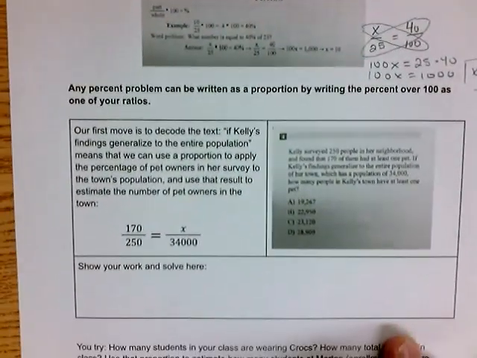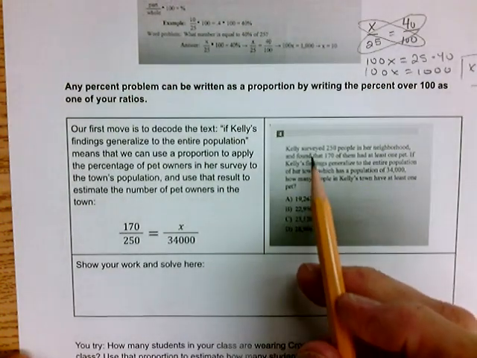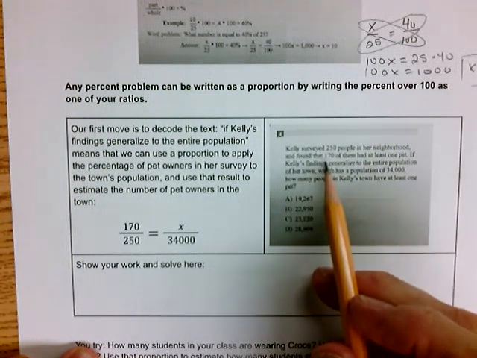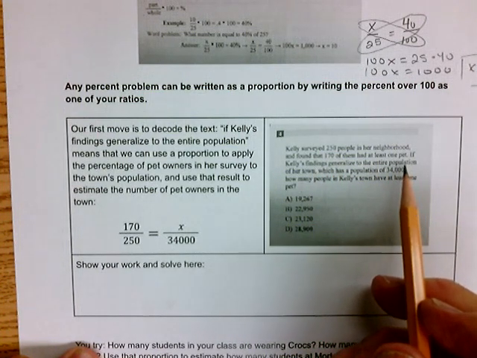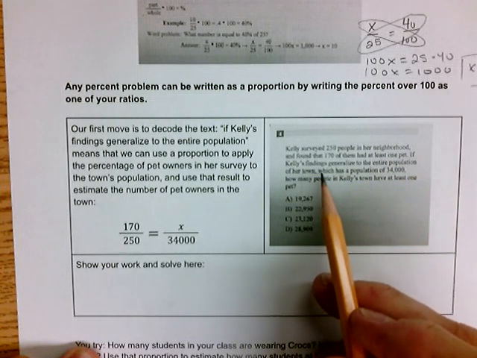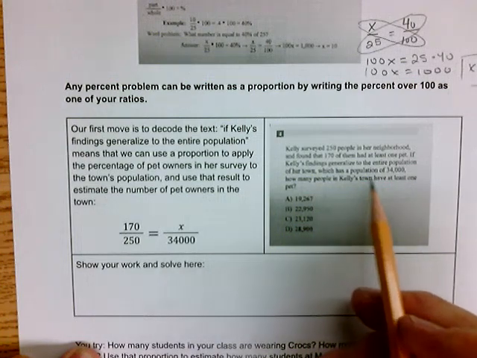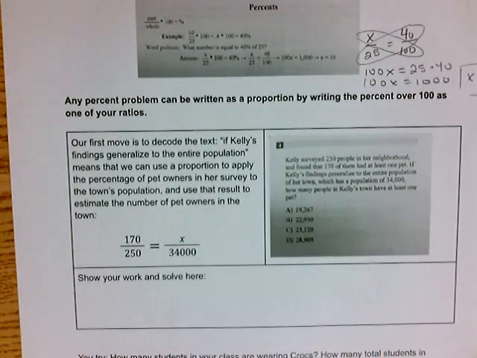So let's look at an example problem from a released practice exam. It says, Kelly surveyed 250 people in her neighborhood and found that 170 of them had at least one pet. If Kelly's findings generalized to the entire population of her town, which has a population of 34,000, how many people in Kelly's town have at least one pet?